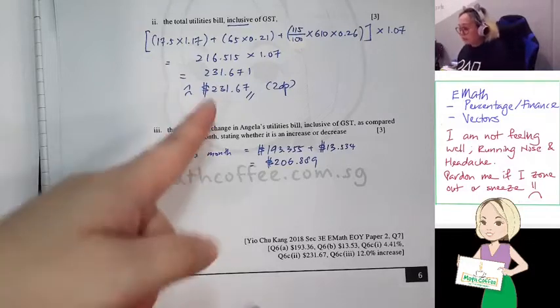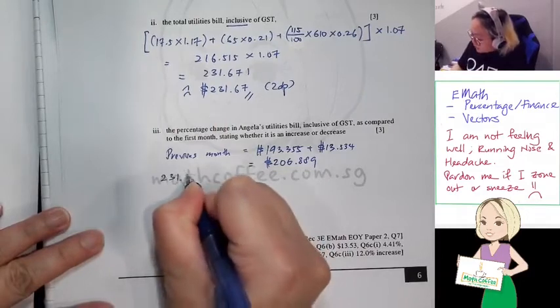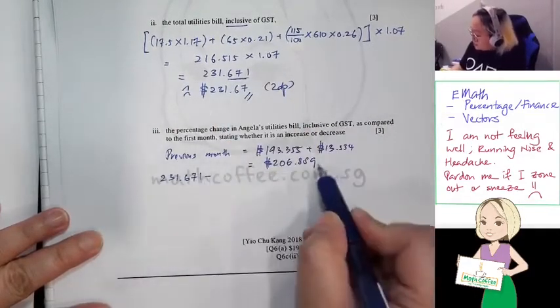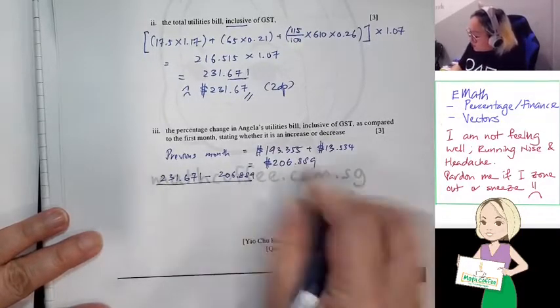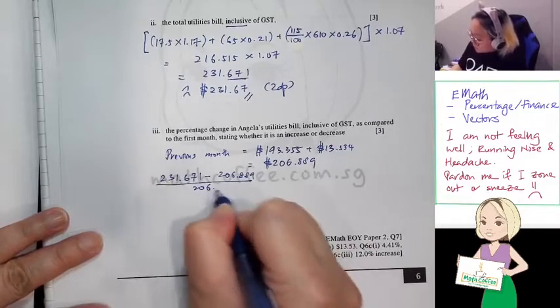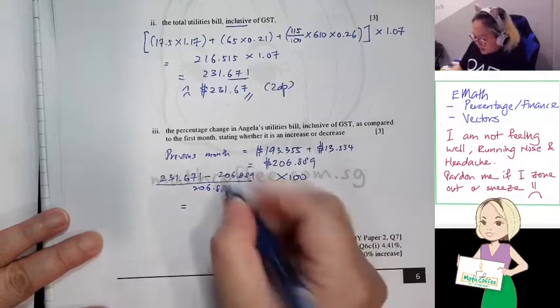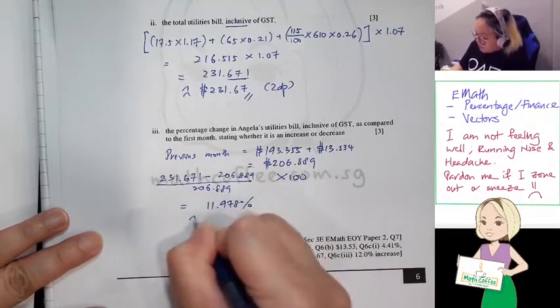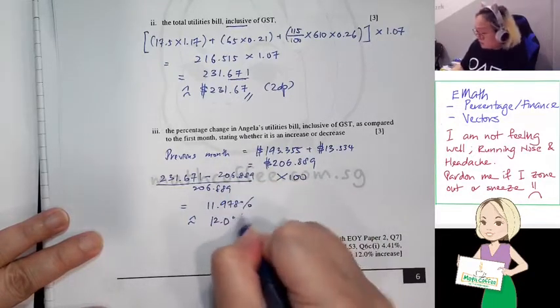My new is the 231.67. So take 231.671, take the long number, minus the old 206.889, over the old 206.889, multiplied by 100, and I get 11.978%. Round it off to 3SF, 12.0%. And it is a positive.